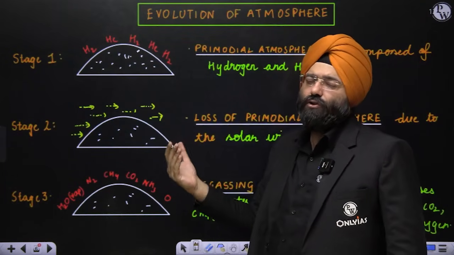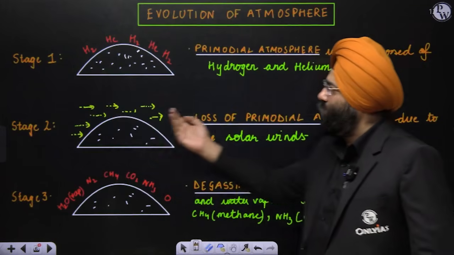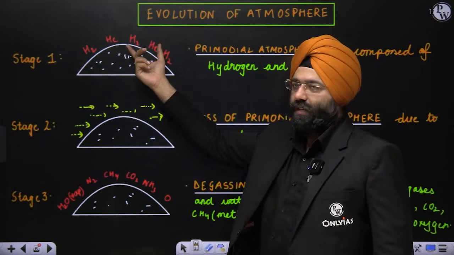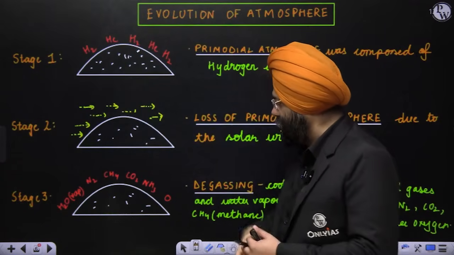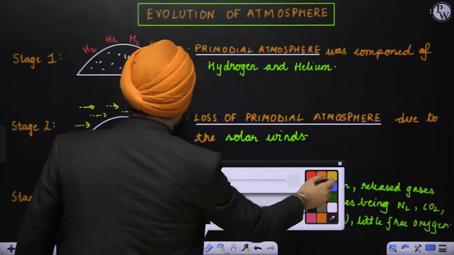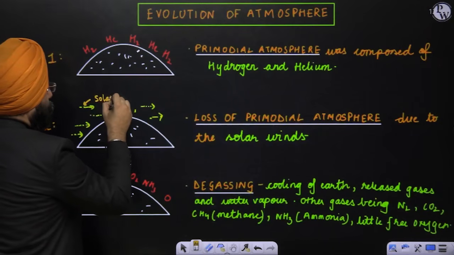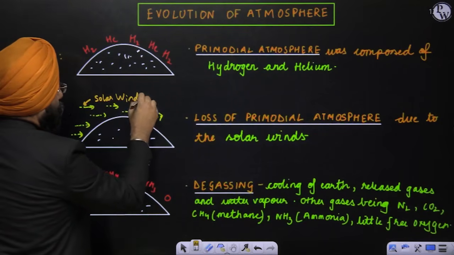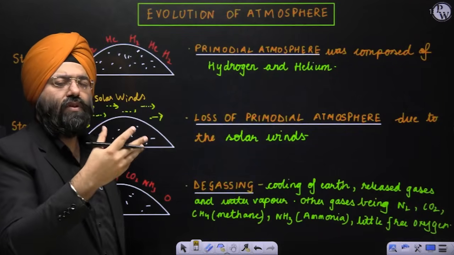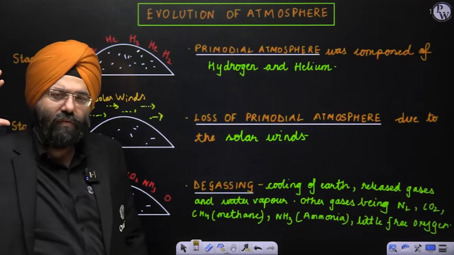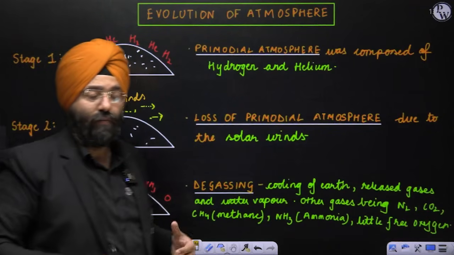Later on, because of the solar winds, there was a loss of the original atmosphere that was composed of hydrogen and helium. These are the representation of what? These are solar winds. Let's mark it also. This is what? Solar winds. So the loss of primordial. Primordial means original, old. So originally it was hydrogen and helium, and later on, because of the solar winds, this hydrogen and helium basically got lost.